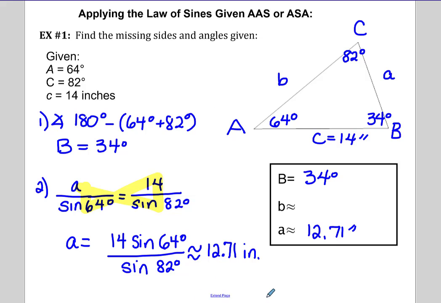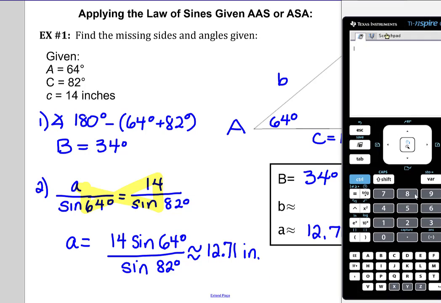Switching over to my calculator and setting up a fraction, we have 14 inches times the sine of 64 degrees, and I have a degree mark on my calculator, and we're dividing that by the sine of 82 degrees.